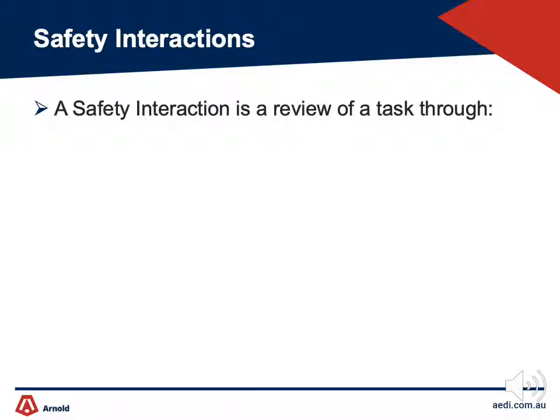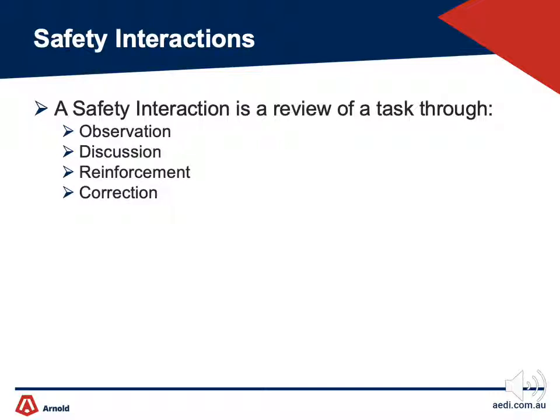A safety interaction is a review of a task through observation of the task being performed, discussion with the worker or the team of workers regarding hazards associated with that task, reinforcement of safe behaviours, and correction of unsafe acts. The safety interaction is a structured process to assist leaders demonstrate safety leadership.